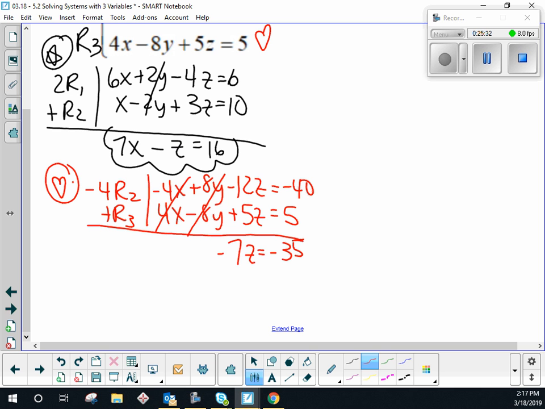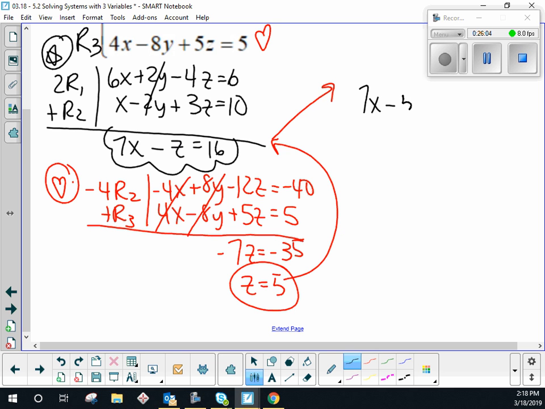What do I like about this thing right here? It's only got one variable. And so when you solve, you divide both sides by -7. You get z equals 5. And you might feel like, well, you're still stuck. However, look at this equation that you just did in the star part. How can I use that z equals 5 here? Just plug it in and solve for x. So 7x minus 5 equals 16. You add 5 to both sides. You divide by 7. x equals 3. Okay, so this is our back substitution step.